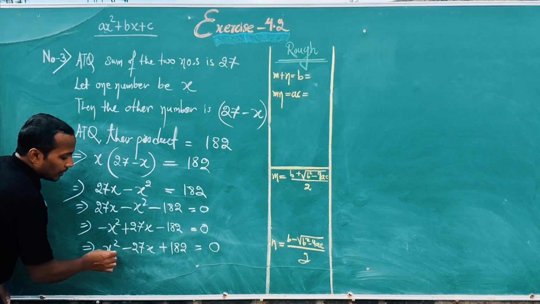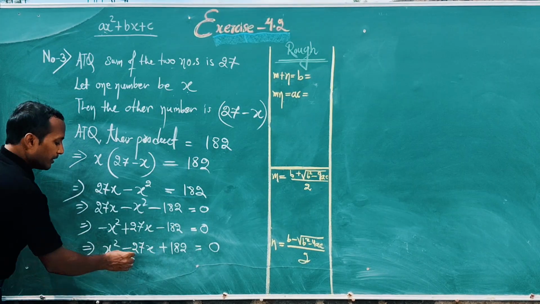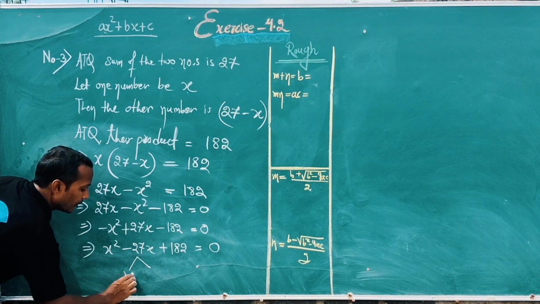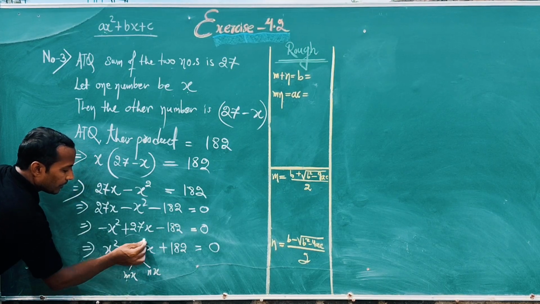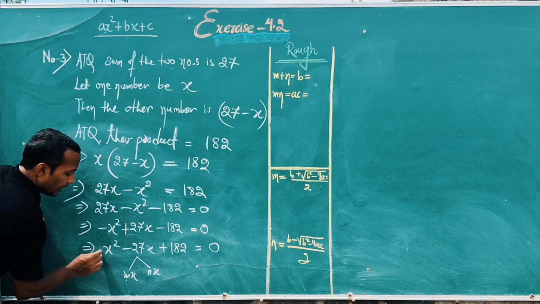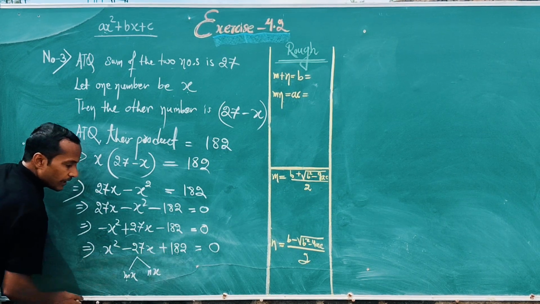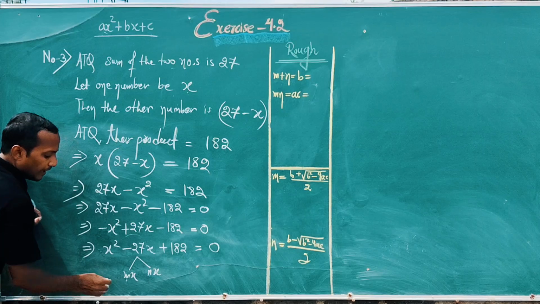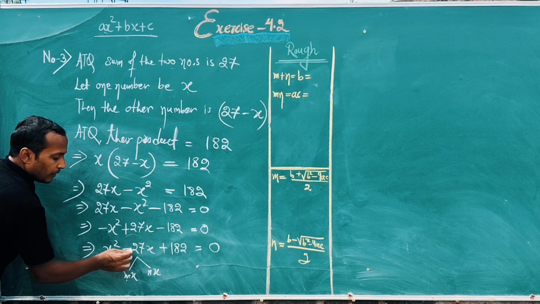Now, we will solve this quadratic equation by factorization method. We will split the middle term into two parts, mx and nx, such that m plus n will be equal to the coefficient of the middle term, and product of m and n will be equal to product of a and c, means product of leading coefficient and the constant term, and sum of m and n will be equal to the coefficient of the middle term, means b.